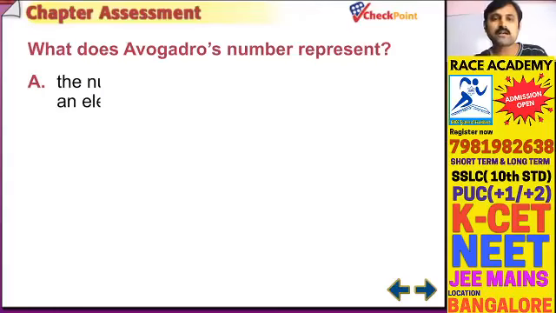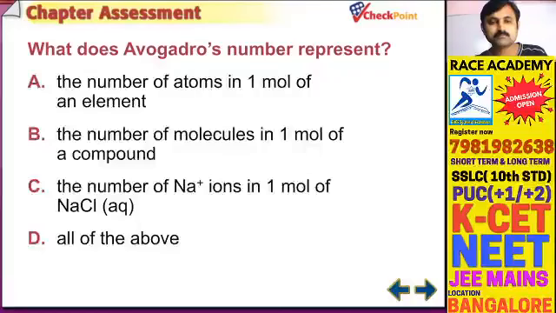What does Avogadro number represent? Now once again, this assessment of this chapter will check it off. What does Avogadro number represent? Number of atoms in 1 mole of element, number of molecules in 1 mole of compound, number of sodium ions in 1 mole of NaCl, all of the above. See, number of Na plus ions in 1 mole of NaCl is not that one. So we have it very clear.